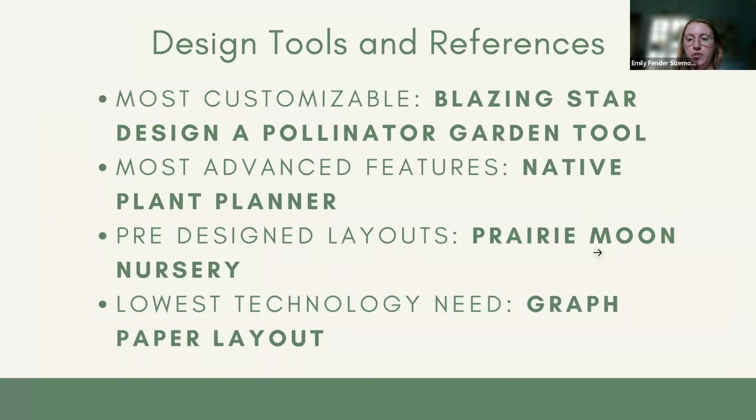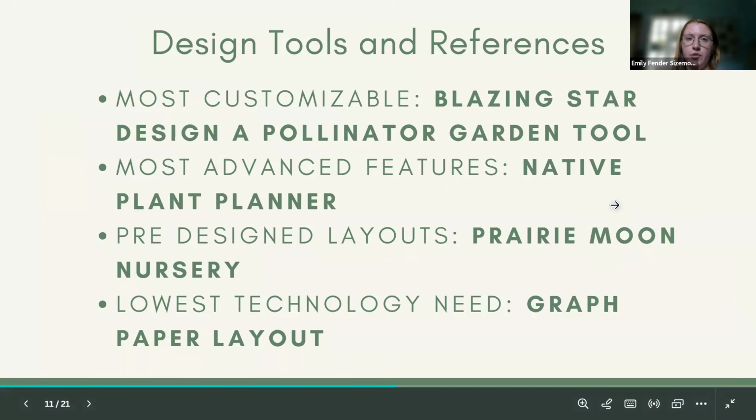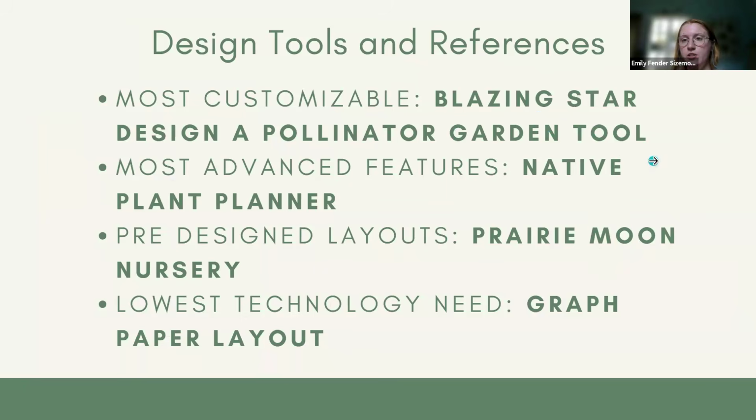So now I'm going to talk a little bit through some of these design tools that I used and found were helpful. There are a couple options on here depending on your level of comfort with technology and your needs. The most customizable one, and the one that I used most extensively, was the Blazing Star Design a Pollinator Garden tool. The most advanced features one I found, which has come out since I did this, but I did play around with a bit, is the Native Plant Planner. A site with some pre-designed layouts to help you get inspiration is Prairie Moon Nursery. And as well as all of these, which rely on technology and computer access, using a graph paper layout is an amazing way to do it as well.